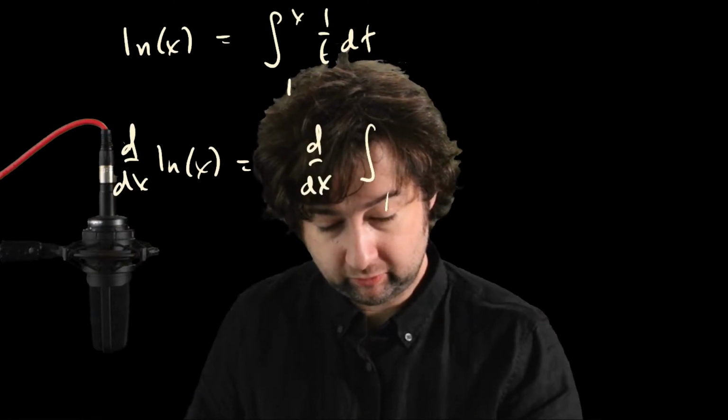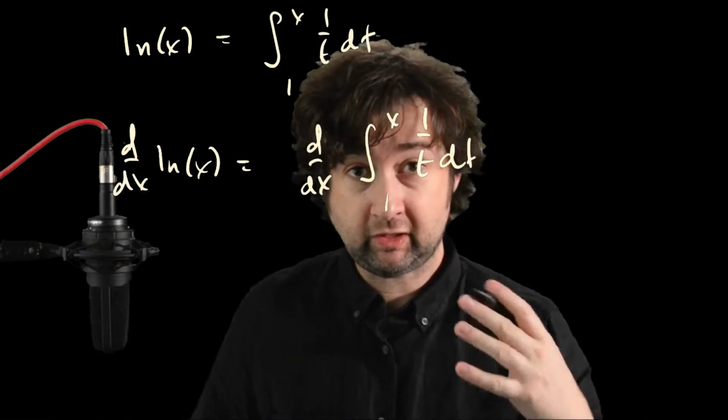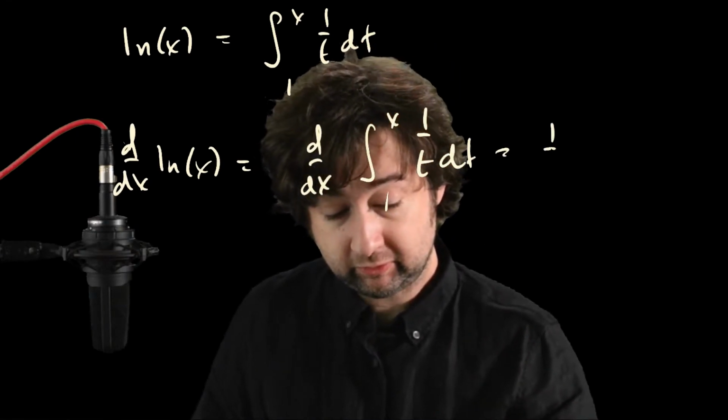So the natural log of x is equal to the integral from 1 to x of 1 over t dt. What is the derivative of the natural log? d by dx of the natural log of x is equal to d by dx of the integral from 1 to x of 1 over t dt. But then by the fundamental theorem of calculus part 1, this is just equal to 1 over x.